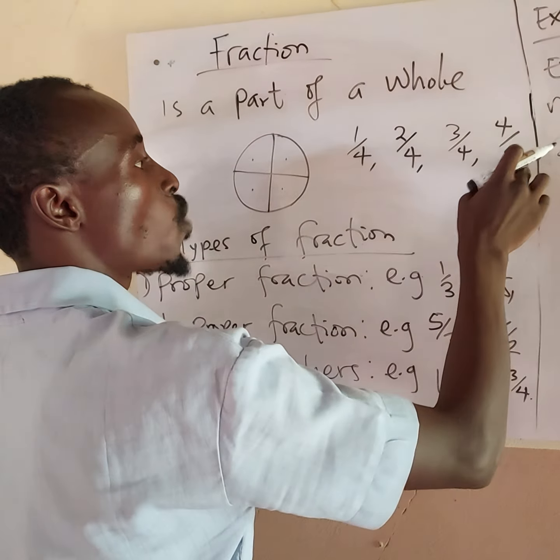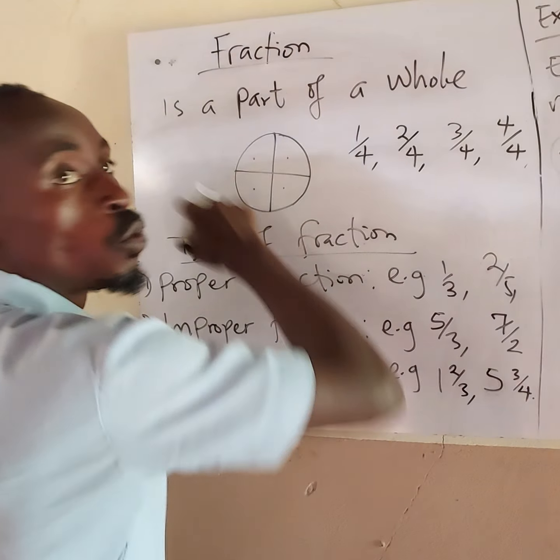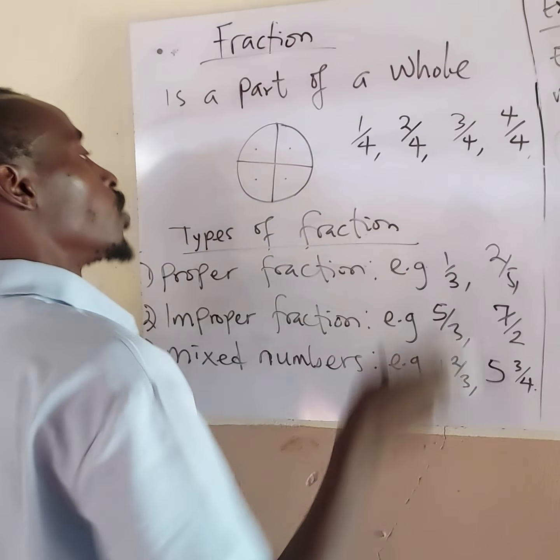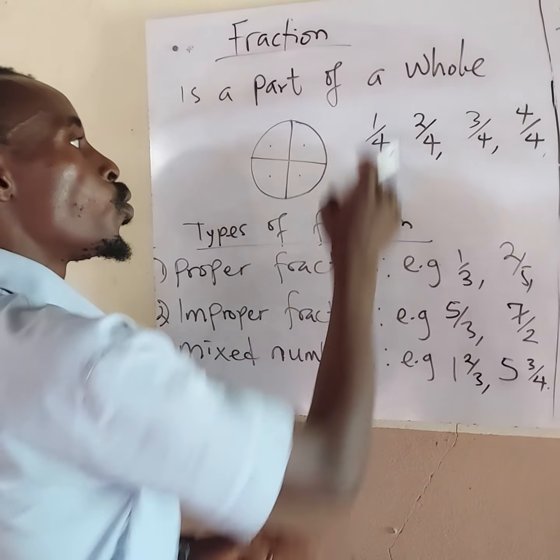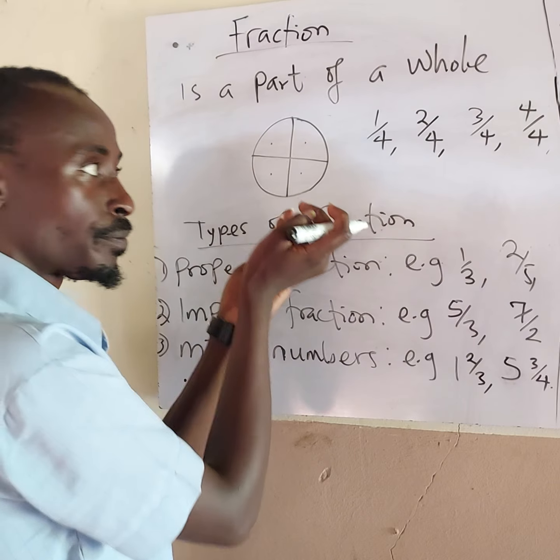And this 4 over 4 is 1. That's to tell you that this 4 over 4 is the whole. You have picked the whole. So a fraction is just part of a whole. That's the meaning of fraction. So 1 all over 4 is a part of a whole.